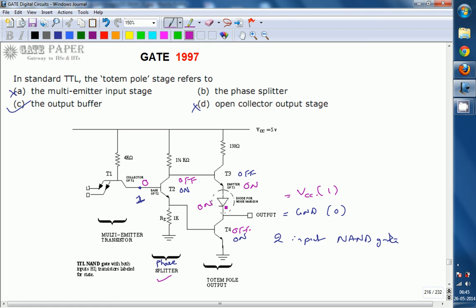So this totem pole configuration is based on the output side, on how the output is designed. If the output is designed in this way, then it is totem pole outputs. So this is called the output buffer, which gives the logic values to the next circuits. So the totem pole configuration is at the output side, so it acts as the output buffer. The answer for this question is C. Thank you.